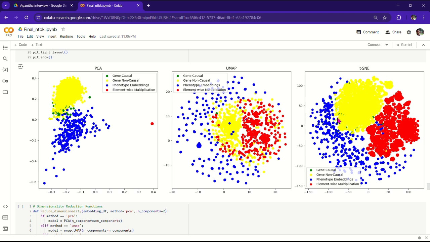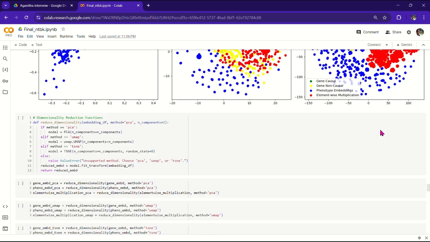But in t-SNE, we can see the causal genes are overlapping with non-causal genes, and these causal genes are also overlapping with the element-wise multiplication vectors. So here we can say that t-SNE is good, well representing our data distribution of how these non-causal genes and causal genes are related to the element-wise multiplication vector products we got.